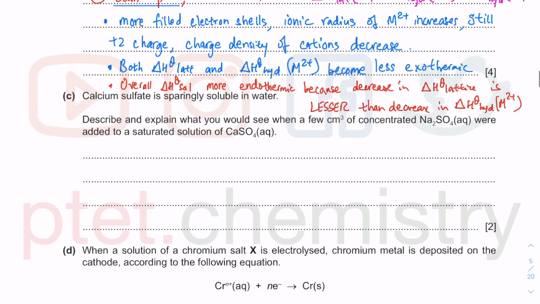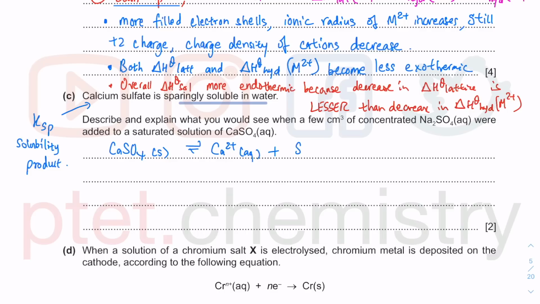On to the next question. Calcium sulfate is sparingly soluble in water. So realistically speaking, we are talking about KSP, which is to do with solubility products. So not very soluble at all. What do we see? If we have calcium sulfate, we will expect an equilibrium to be like this. So this is the KSP equilibrium. So it is an equilibrium.